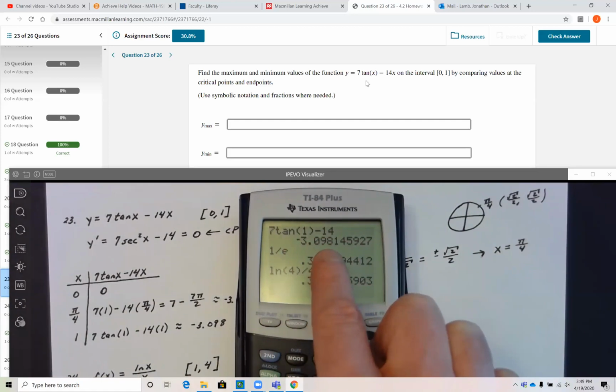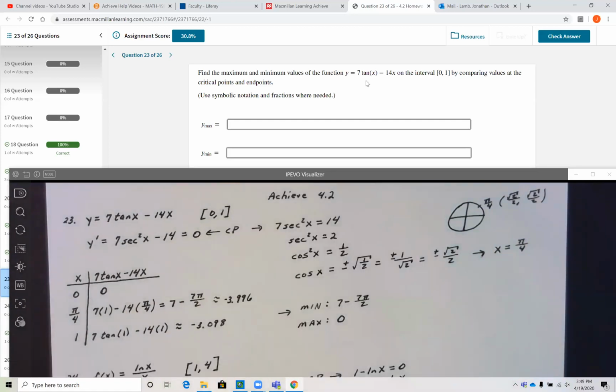It was the negative 3.098 answer there. So now I know that this value is not my minimum because it's not as low as that one. So the minimum in this problem occurred at pi over 4. The Achieve system only wants the y value of the minimum.